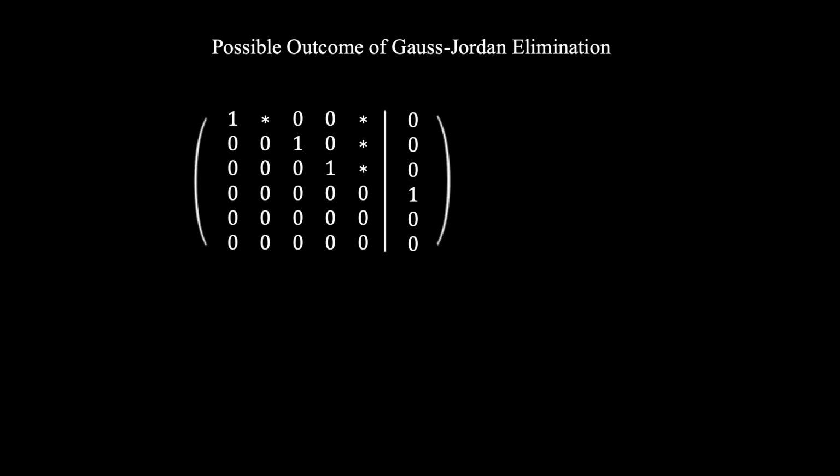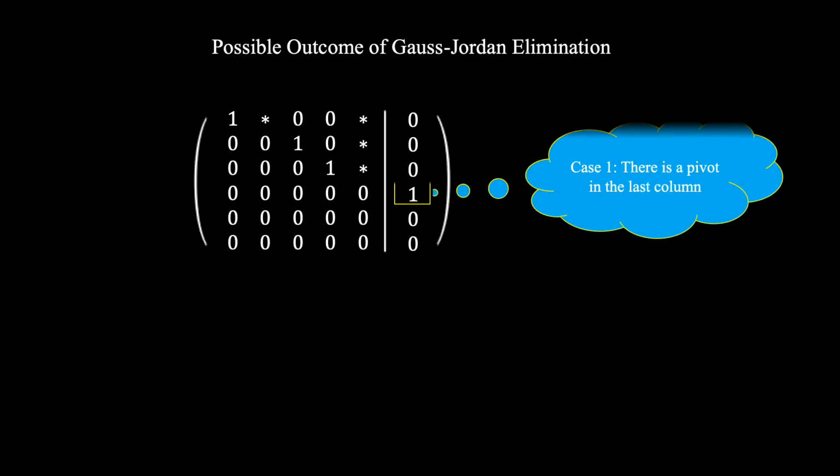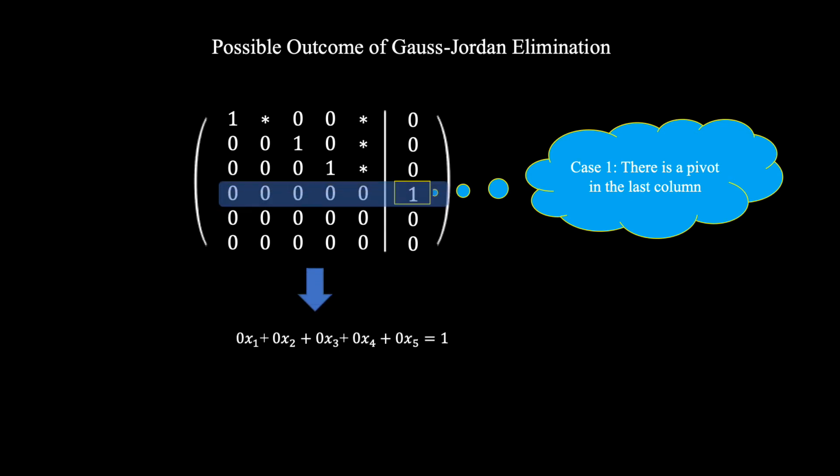The eventual augmented matrix after Gauss-Jordan elimination may vary depending on the linear equation system. However, there are certain rules to follow. The first rule is, if there is a pivot in the last column, there would be no solution for the linear system. The reason is, the corresponding equation of the row with the pivot at the end has 0 as the coefficient for all unknowns, which means it should be 0 on the right side of the equation, which contradicts the given equation.